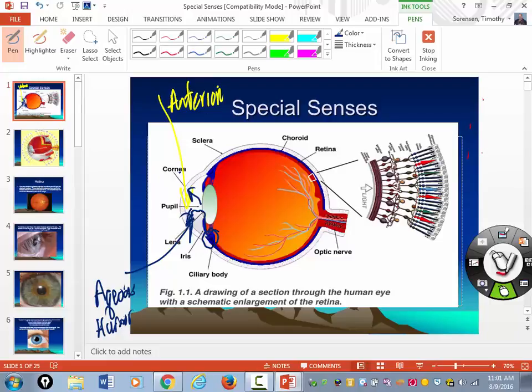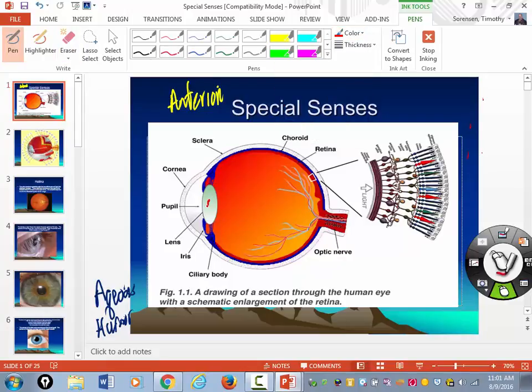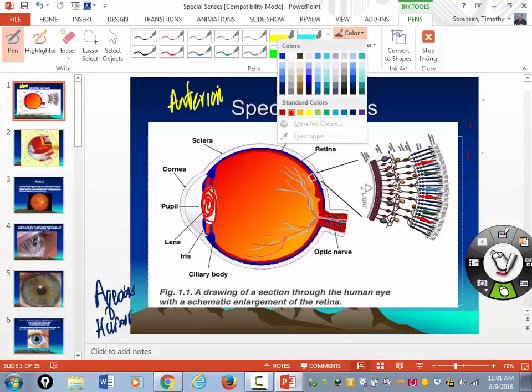So directly behind the iris, you have the lens. The lens is translucent protein, and it's made in concentric rings, so this protein is layered. And the function of the lens is to focus the light on the back of the retina.